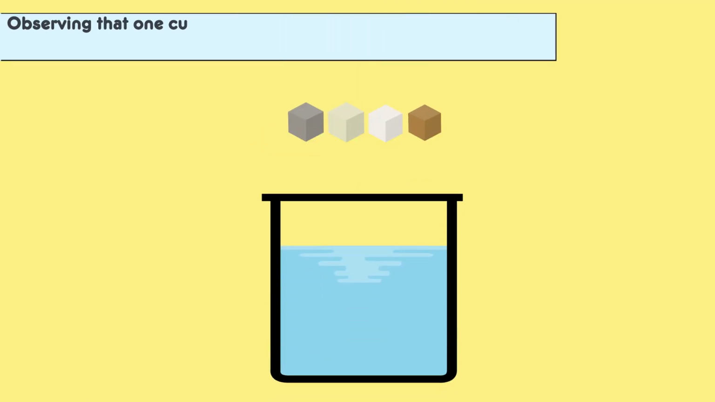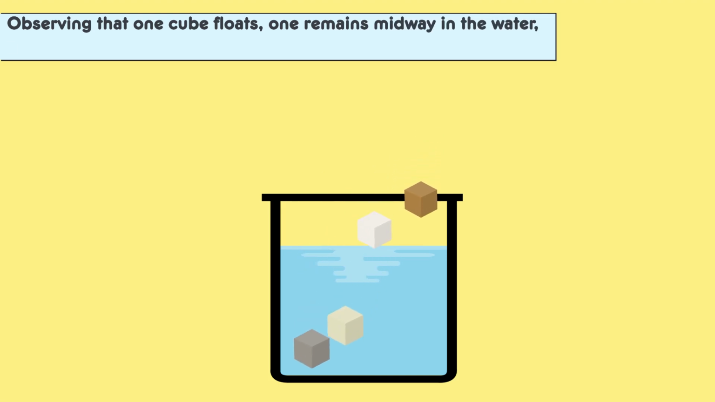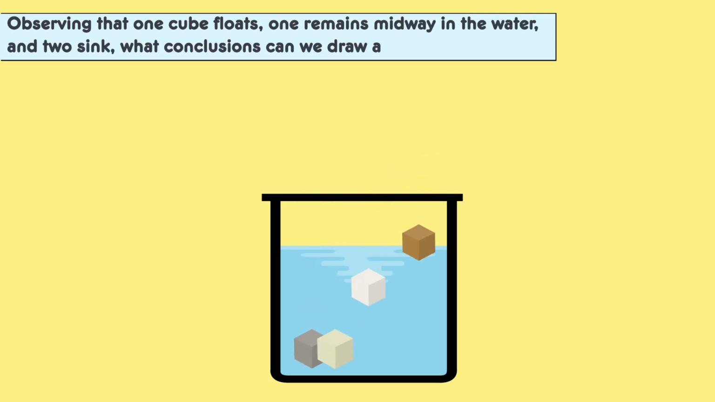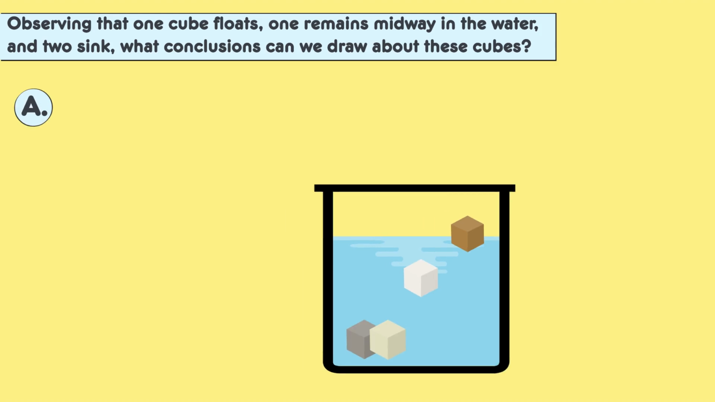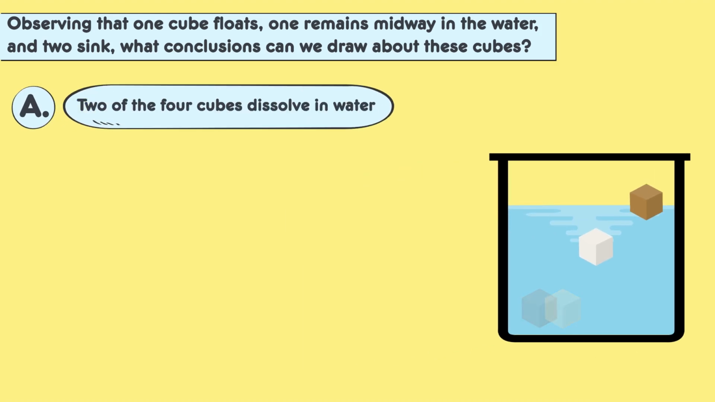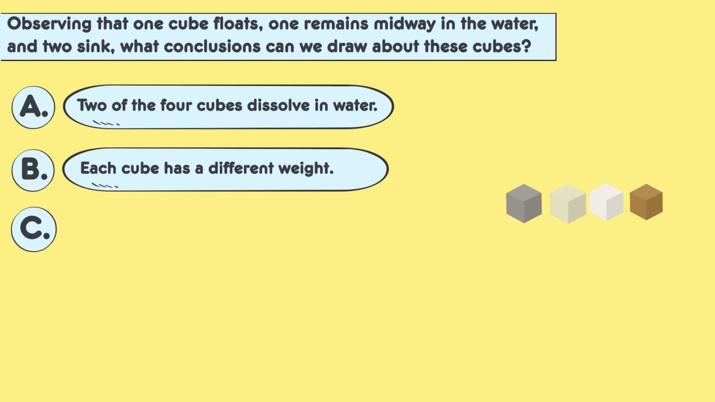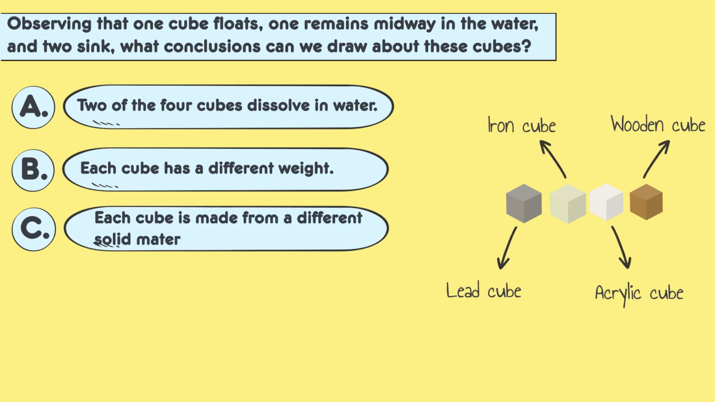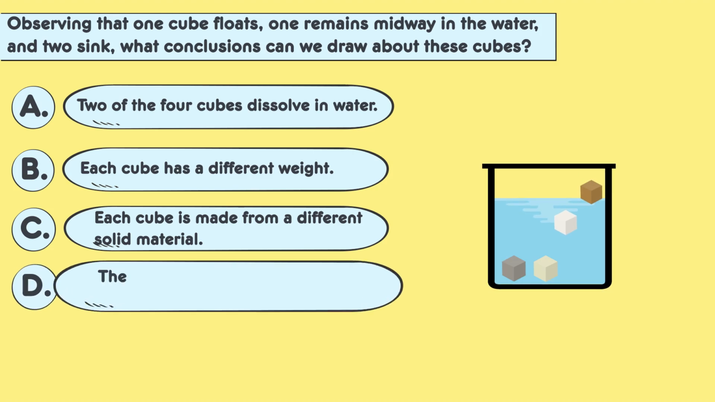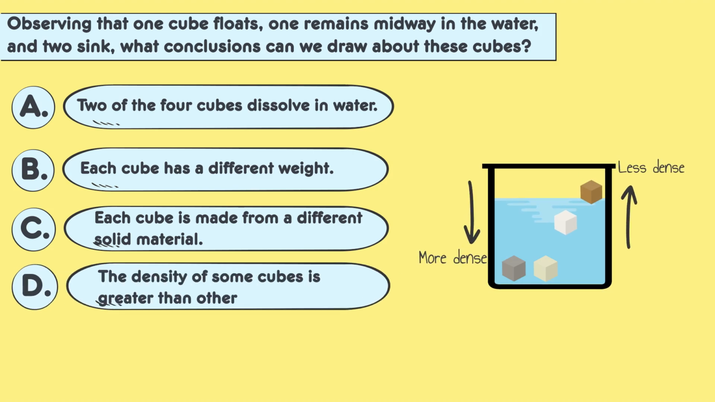Here's your question for part A. Observing that 1 cube floats, 1 remains midway in the water, and 2 sink. What conclusions can we draw about these cubes? A. 2 of the 4 cubes dissolve in water. B. Each cube has a different weight. C. Each cube is made from a different solid material. D. The density of some cubes is greater than others.